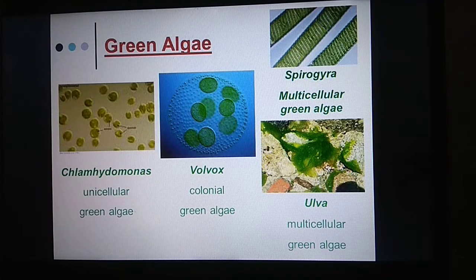Now these are some of the examples of green algae. In the first picture, as you can see, the Chlamydomonas, they are unicellular organisms, right, and they are also known as green algae. In the second you can see the Volvox, they form a proper colony, right. So they show the colonial form. Then in the third picture you can see the Spirogyra, which are multicellular green algae, and in the fourth you can see the Ulva, which are multicellular green algae.